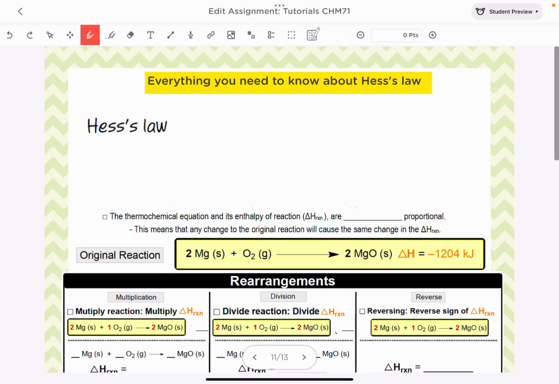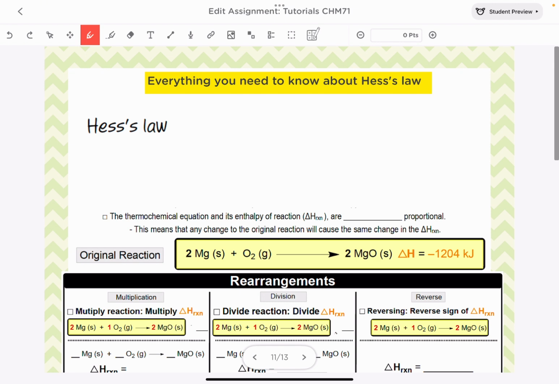Today we are going to learn about Hess's law. This is a very useful rule in chemistry that helps us calculate the enthalpy change of a reaction even if we can't measure it directly in the lab. So first I'm going to state or write the definition of Hess's law.